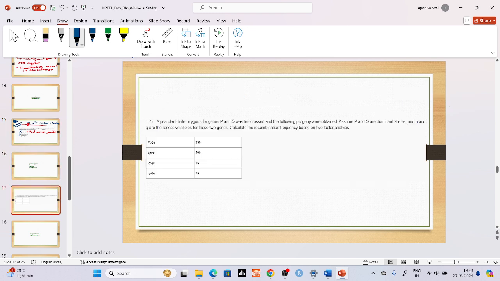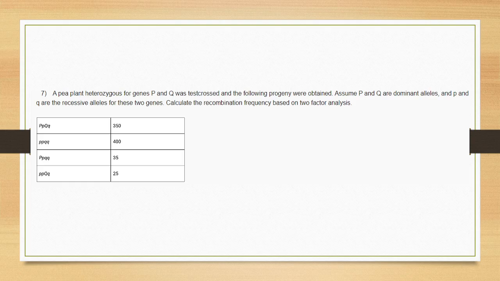Okay. Now the next question is a very interesting question. I will give you 3 minutes for this question. The question says a pea plant heterozygous for the genes P and Q was test crossed and the following progeny was obtained. Assume capital P and Q are dominant alleles and small p and small q are the recessive alleles for these two genes. Calculate the recombination frequency based on two-factor analysis. Try to solve this question.